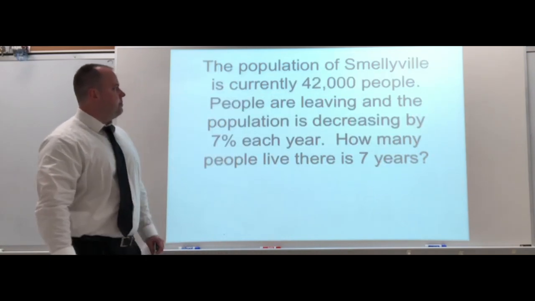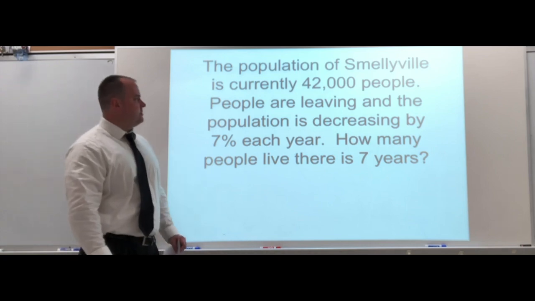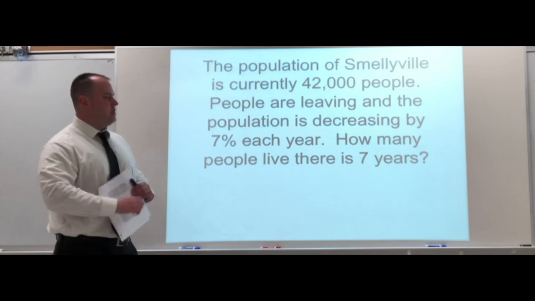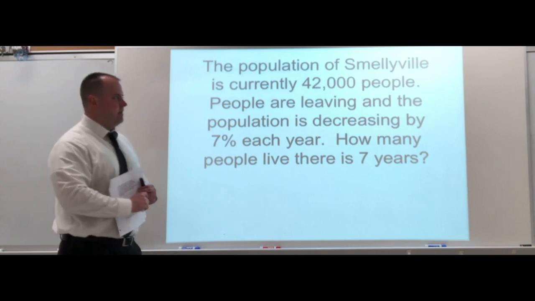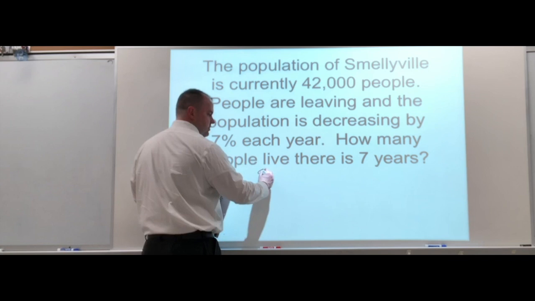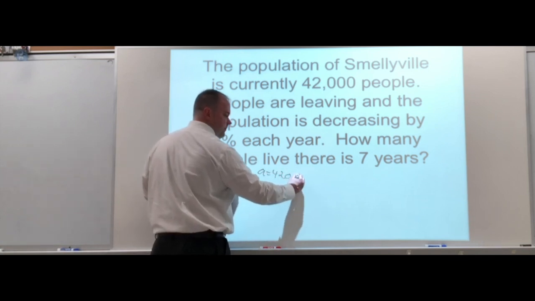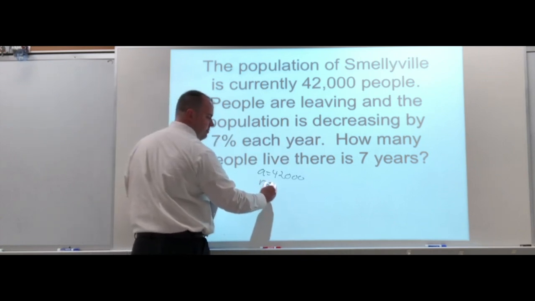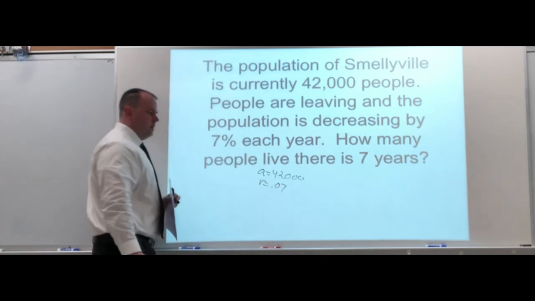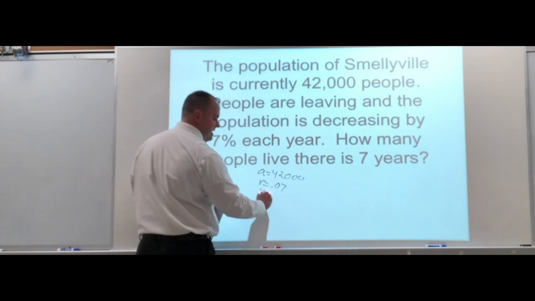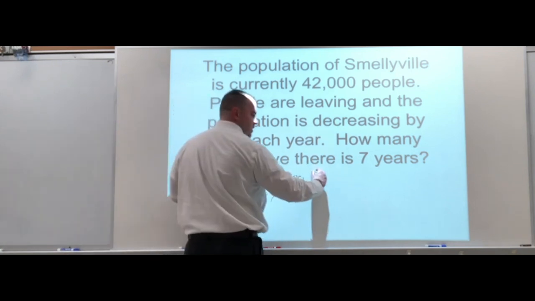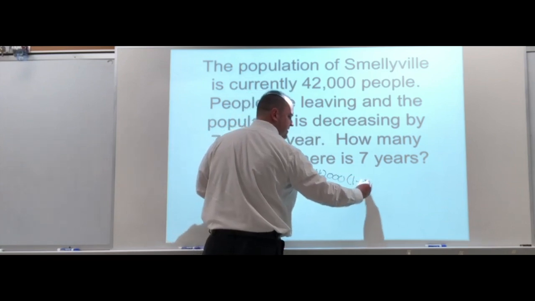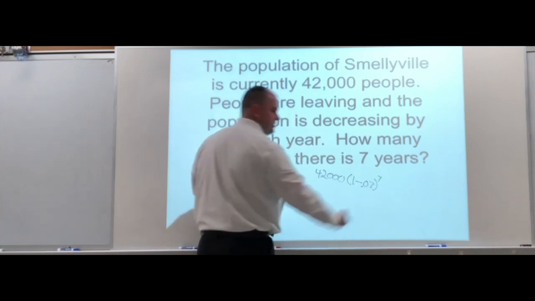So here's our example. The population of Smellyville is currently 42,000 people. People are leaving and the population is decreasing by 7% each year. How many people live there in 7 years? Starting amount is 42,000. The rate, 7%, so I'm going to put it as 0.07. Our time is 7. So 42,000 times (1 minus 0.07) to the 7th power.